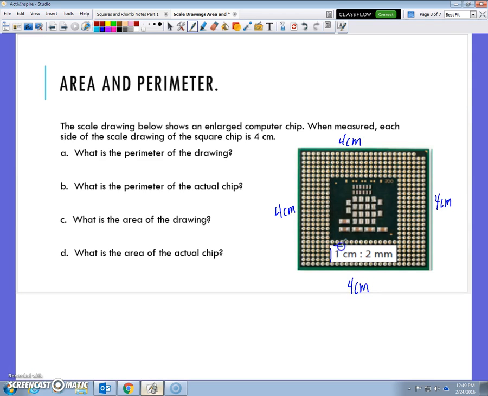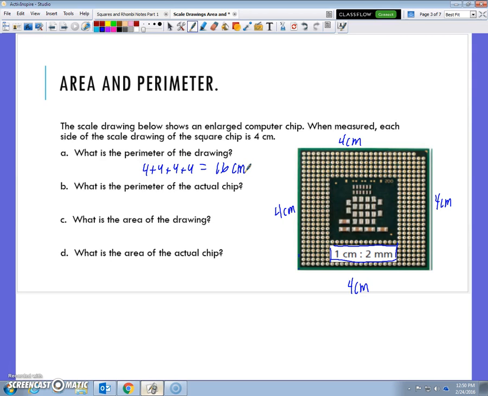I notice that we have a scale here, not a scale factor, just a scale for now. It says, what's the perimeter of the drawing? I'm looking at the drawing right now. Perimeter, we've done this before. We just add the lengths of each side. So 4 plus 4 plus 4 plus 4 equals 16. So I know the perimeter is 16 centimeters. It's not so bad, right?